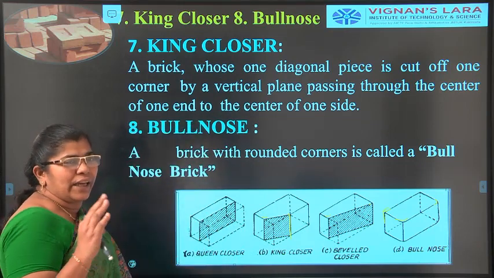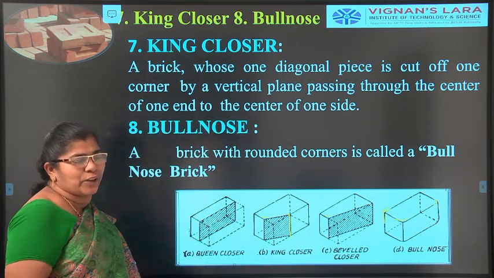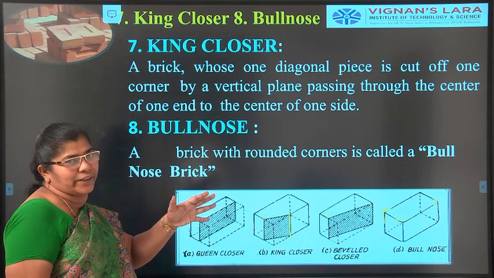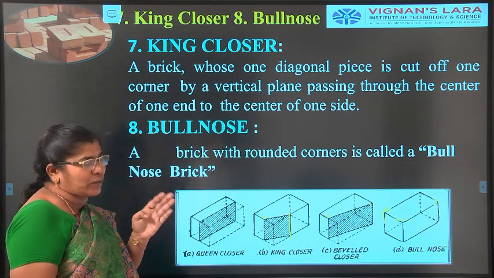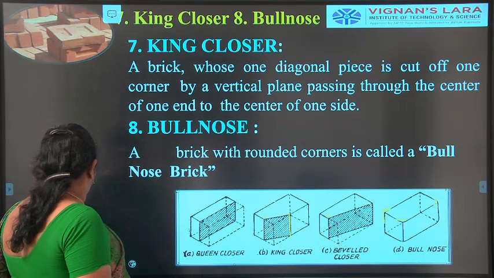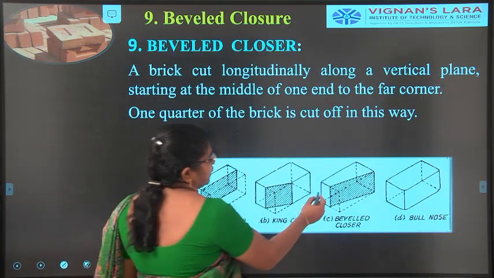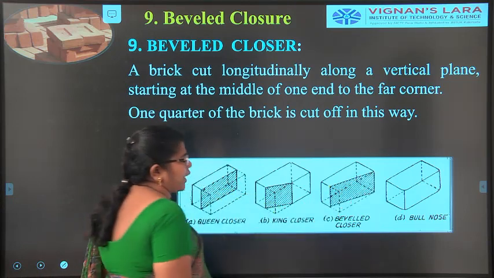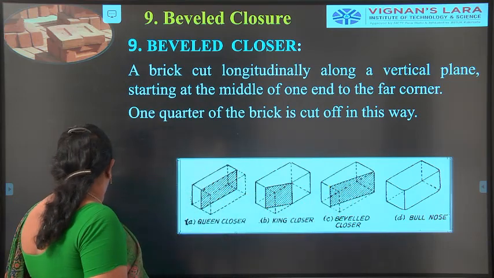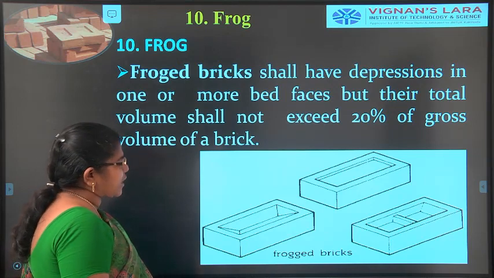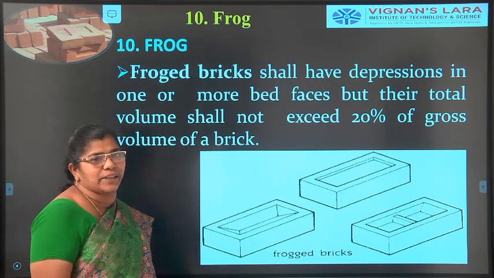In this edge of the building and other places, we don't want very perfect edges. So in order to have smooth edges, we go for bull nose bricks. And this is a beveled closure, as I told you now. It starts from this curve and ends in the other edge. We call this the beveled closure. The last one is the frog.